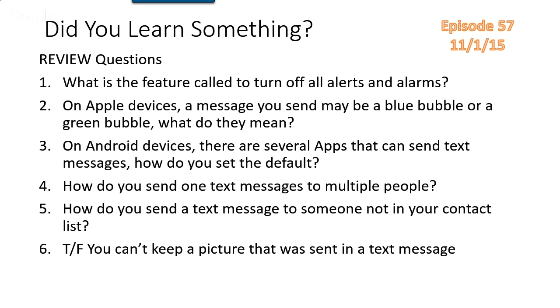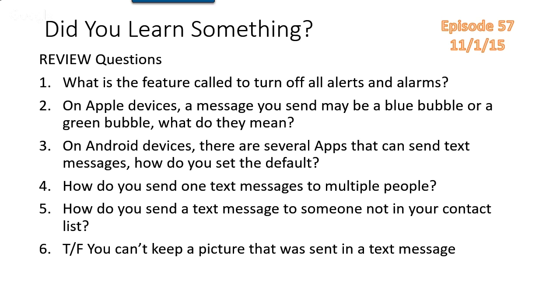Okay. On Android devices, there are several apps that can send text messages. And how do you set the default? If you go into your system settings and default applications, you can tell it which one. And if yours doesn't have a default application system setting, then just try tapping on the app you want, and it will probably have a message saying, do you want me to be your default?